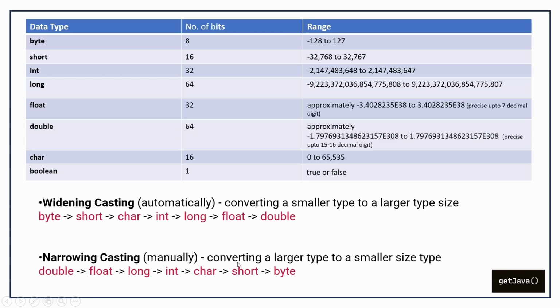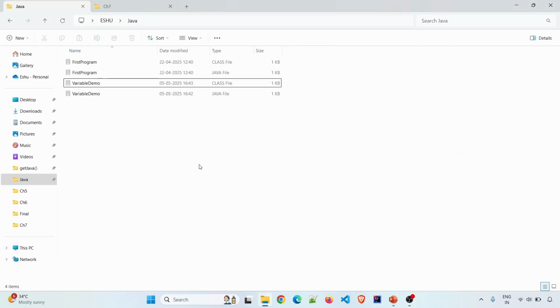And the reverse, that is conversion of larger type to smaller type, is done manually. When you are trying to convert a larger data type to a smaller data type, it should be done manually. So the reverse, that is double to float, float to long, long to int, int to char, char to short, and short to byte, should be done manually. Now we will see a few examples of type conversion and typecasting.